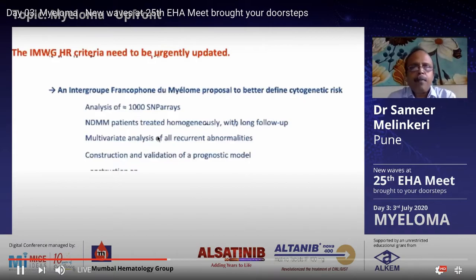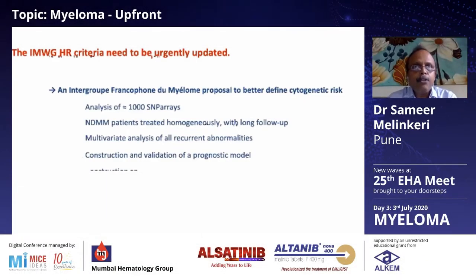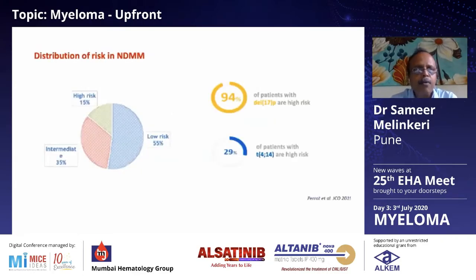So the IFM has proposed that the IMWG high-risk criteria need to be urgently updated. You cannot just say that those 3 or 4 cytogenetic abnormalities are bad risk; we need to have a better definition of the cytogenetic risk, and they've done that on the basis of a large number of patients whom they've treated homogeneously and had a long follow-up. Based on this, they have found that about 55% of patients would fall into the low risk myelomas at diagnosis, high risk in about 15%, and intermediate risk in about 35%.